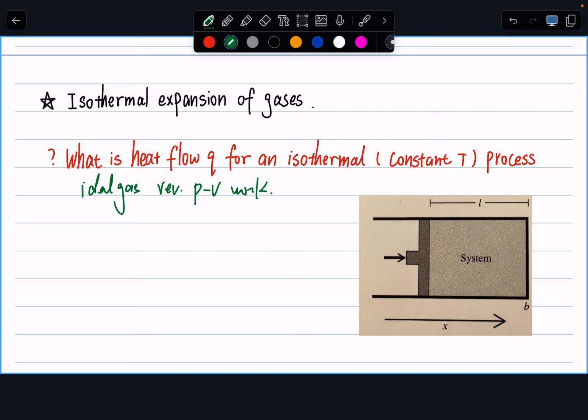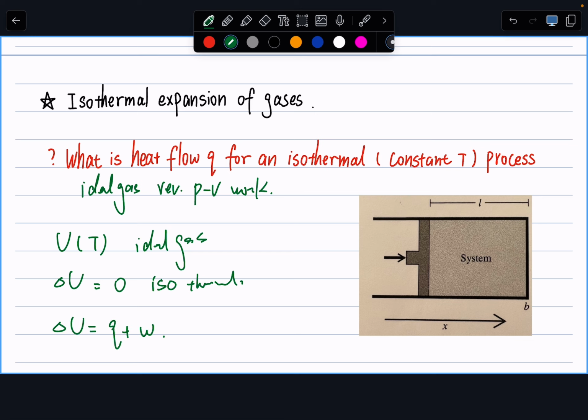All right, several things we know, right? Delta U for ideal gas is only a function of T, or internal energy is only a function of T for ideal gases. So what do we know? We know delta U equals 0 for an isothermal process. What else do we know? We have our first law of thermodynamics, which gives us delta U equals Q plus W. So the matter of this question becomes, when my delta U equals 0 for this isothermal expansion or contraction of ideal gases, how do my heat and work change?